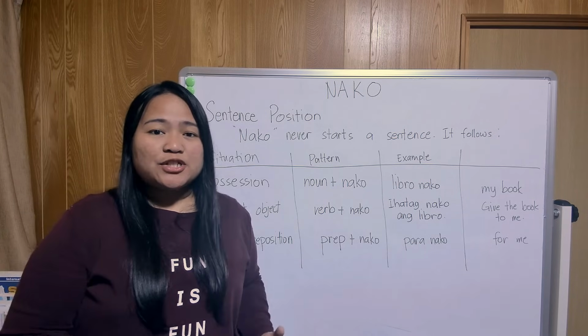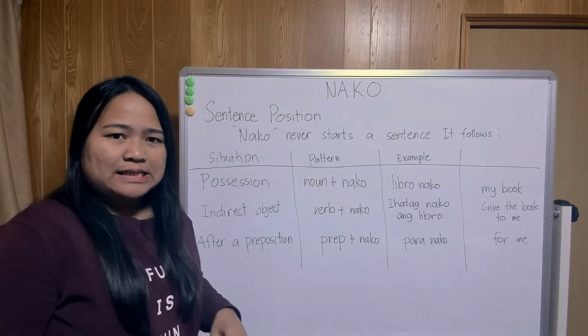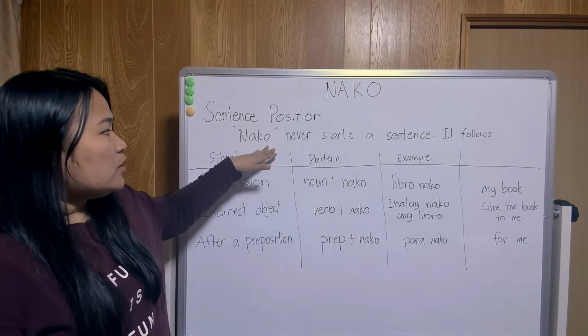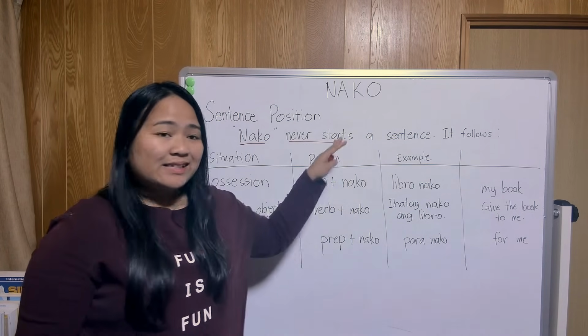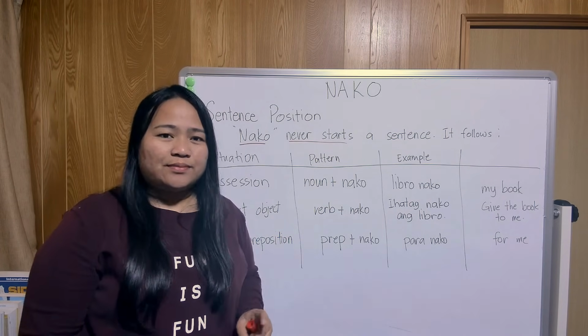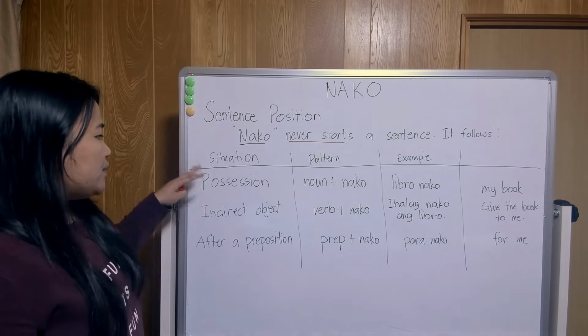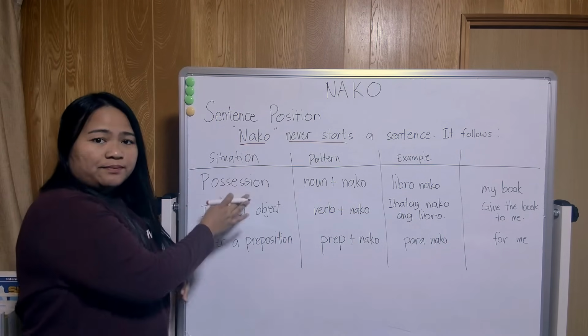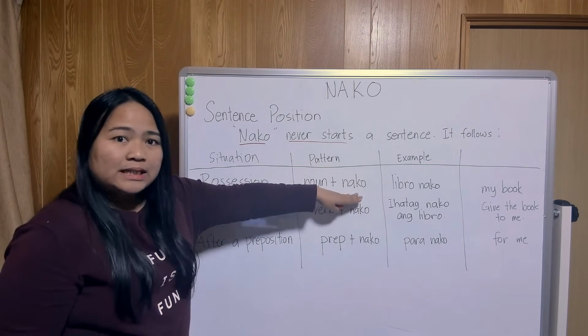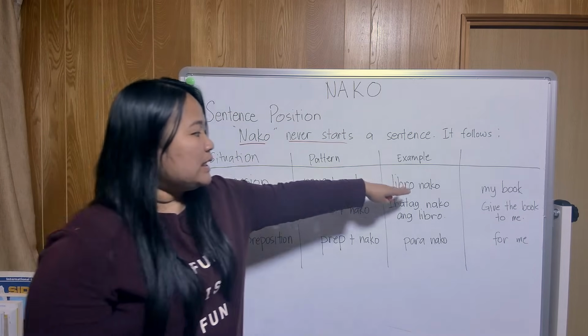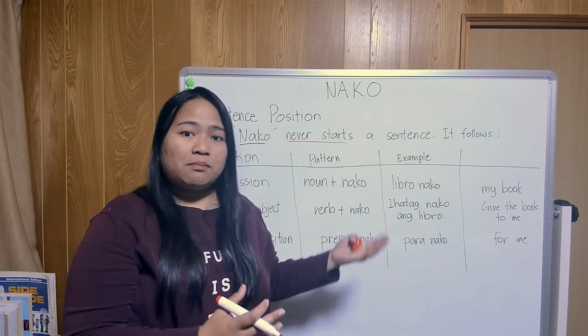Now for the position of Nako in a sentence. Nako never starts a sentence. It follows. So, we have here a possession. It follows the possession. For example, noun plus Nako. So, libro Nako. It means my book.